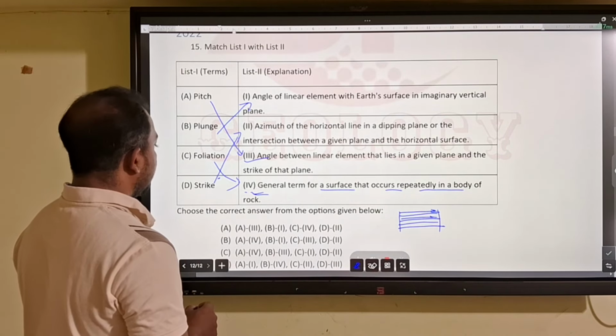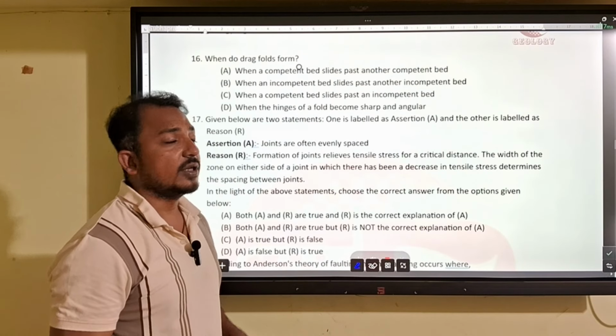A is your third. There is only one option. It will be A, B is C your fourth, D your second. So option A will be correct. Let's go to the next question.